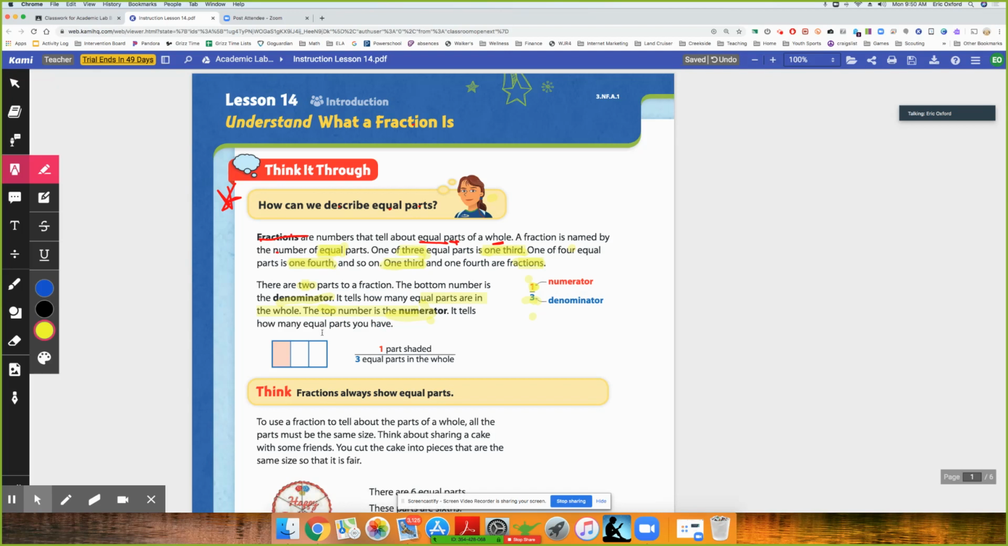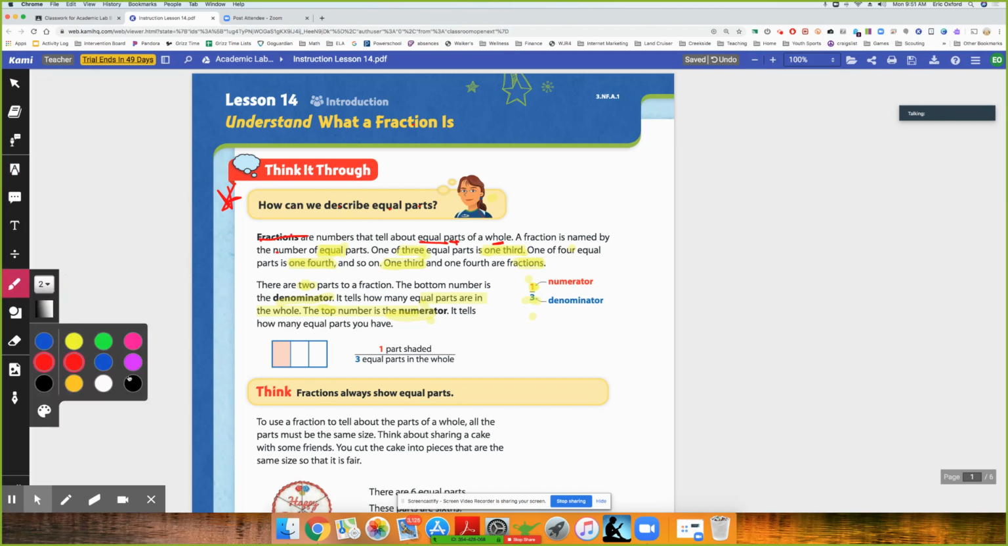If you wanted to, you could look at this with a picture to help you understand it a little bit better. So here's a little picture they drew, a little rectangle. I'm doing a lousy job of tracing it, but you can see it's divided into 3 equal parts. One part is shaded, and so that would be the numerator. The bottom number is the total number of parts. 1, 2, 3. There are 3 equal parts in the whole.